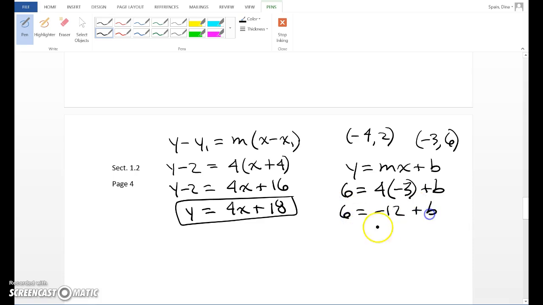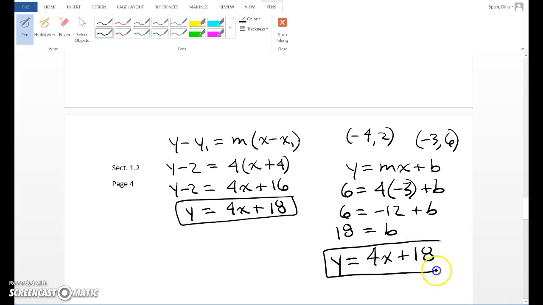Alright, solving for b. You're going to get b is 18 when you add 12 over there. So then don't forget, you have to write out your equation. Y equals, we found the slope to be 4x plus the b that we found. Same answer.